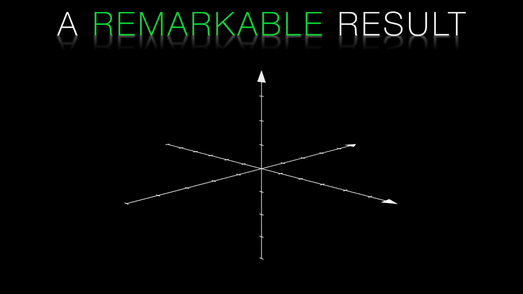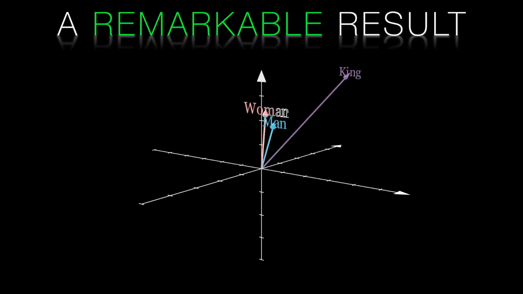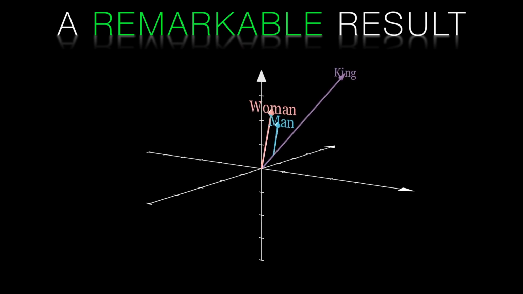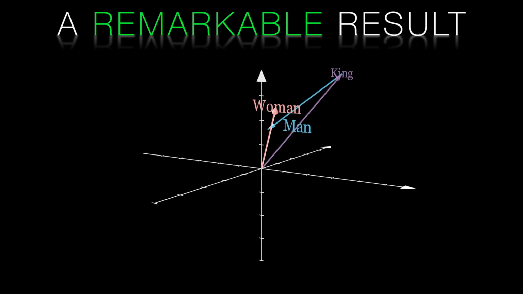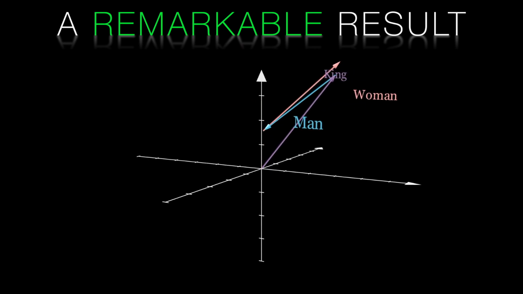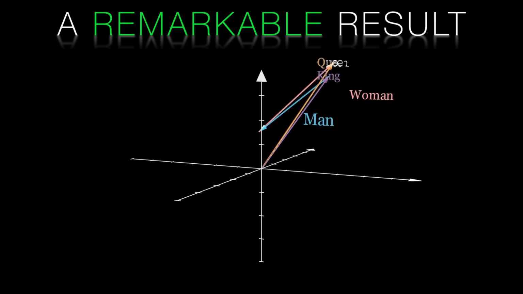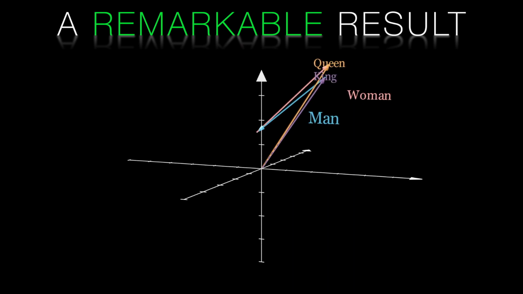Let's consider 3 word vectors, one for the word king, the next for the word man, and finally the vector representation of the word woman. If we subtract the vector representing man from the vector for king and then add the encoded vector for the word woman, then the result, remarkably, is the word queen.